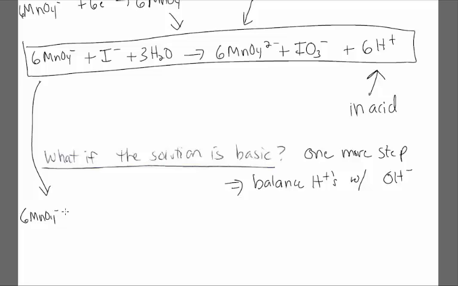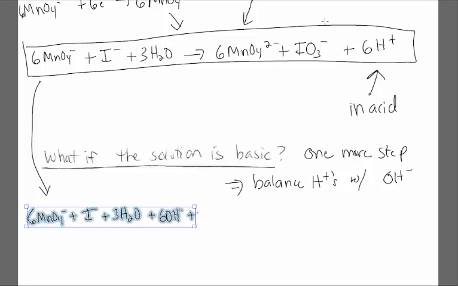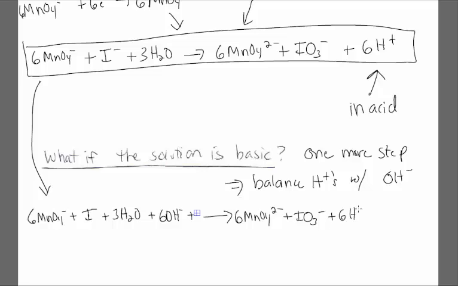6 MnO4 minus plus iodide plus 3H2O plus 6OH minus goes to 6 MnO4 2 minus plus IO3 minus plus 6H plus 6OH minus.